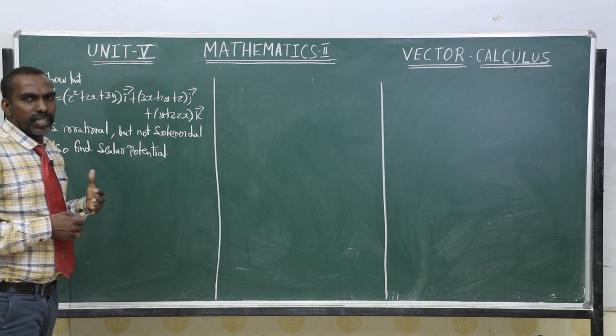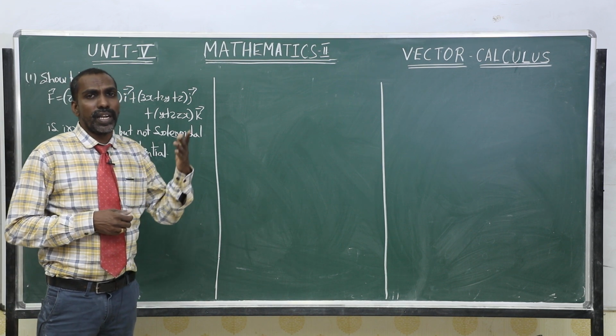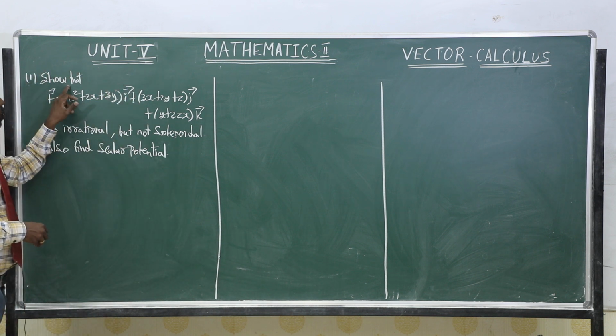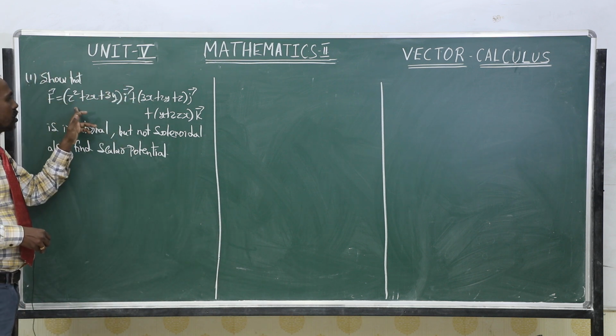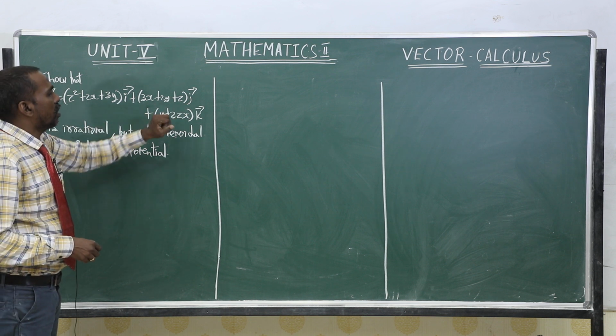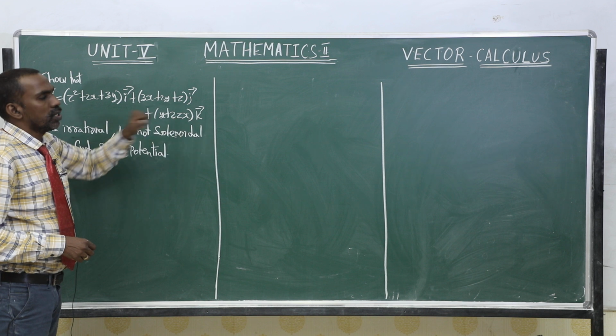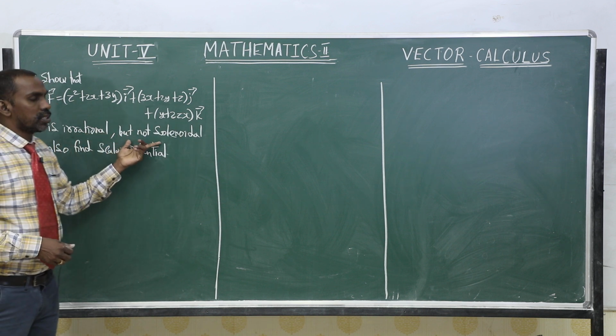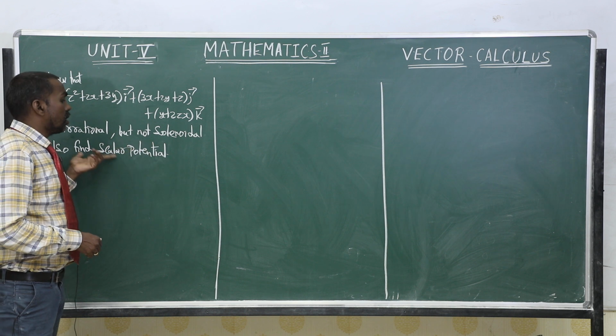Yes students, now we can discuss one more problem for the irrotational, scalar potential and solenoidal. So what is the problem? Show that the vector F given by (z² + 2x + 3y) i + (3x + 2y + z) j + (y + 2zx) k is irrotational but not solenoidal, and also find the scalar potential.